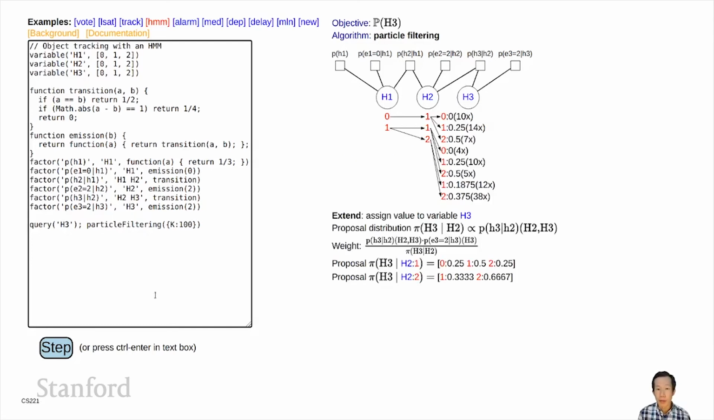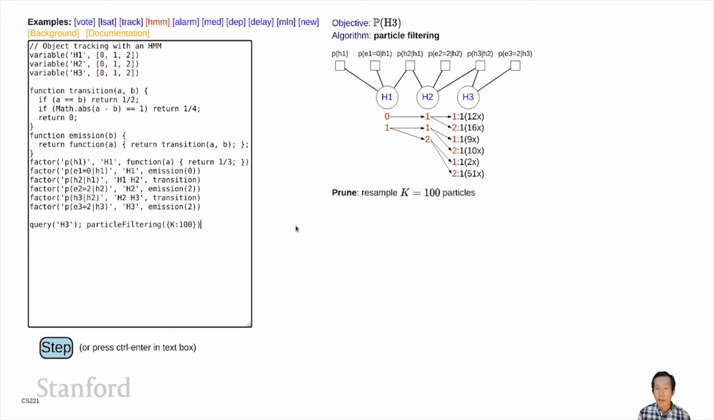Now I'm going to propose and reweight. Now all the particles are all over the place. And now I redistribute mass so that the particles are used more effectively. Okay, so now at the end, I have 100 particles covering all of these different assignments. I can simply count the fraction of them that satisfy various values of H3, and I get my approximate filtering distribution over H3 conditioned on evidence.